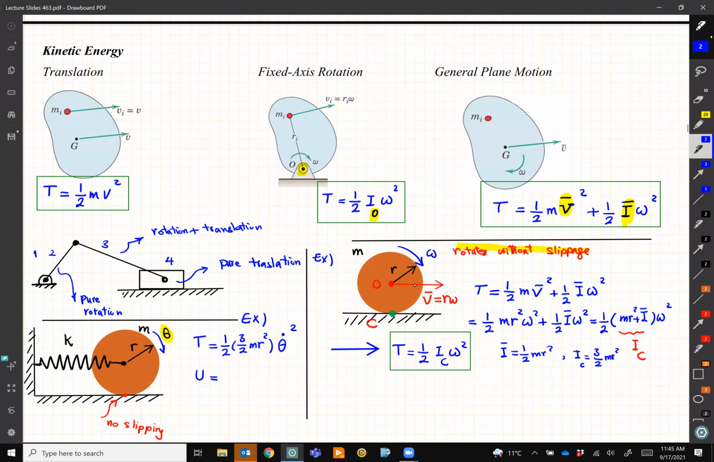And U is the amount that it's being deflected, which is the spring being deflected, half of k x squared, which x here simply can be r theta. Right? When it moves theta, the amount that the spring deflects is r theta.